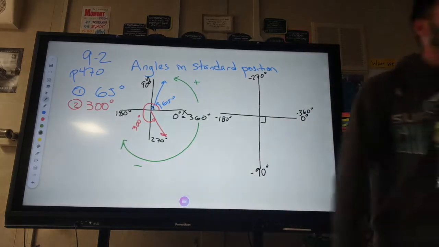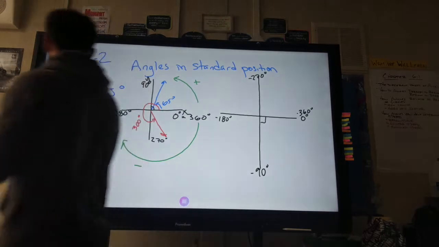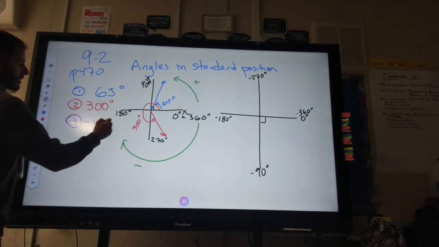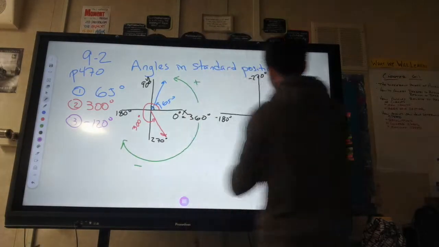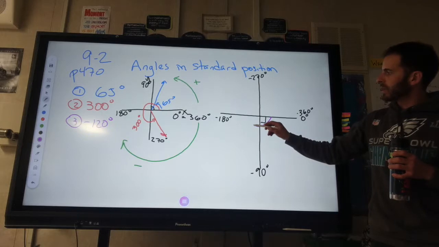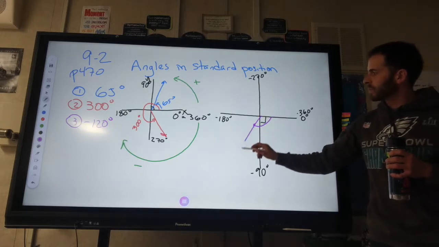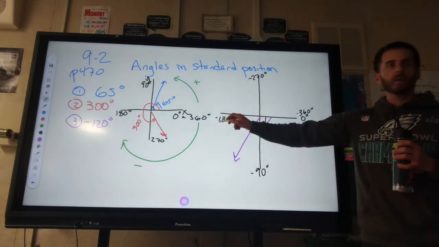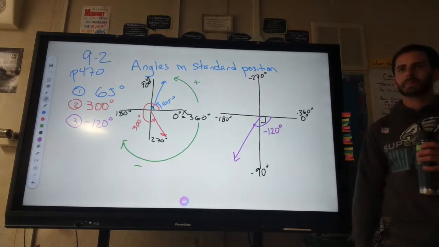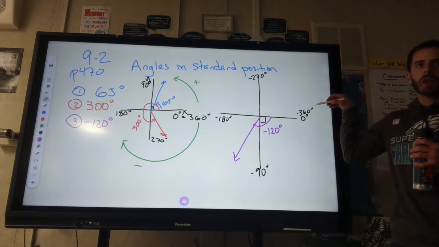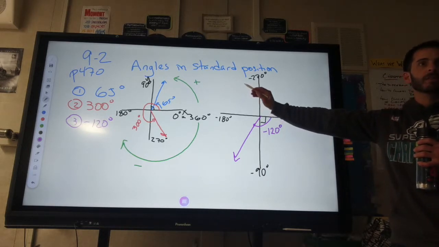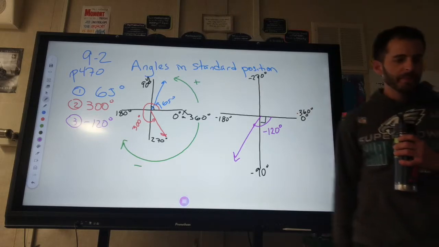So if I wanted to graph number 3, negative 120 degrees, I'll start at 0. I'm going to have to go down past 90, and then stop somewhere between negative 90 and negative 180. So this is negative 120 degrees. Okay? So, what direction do we go if we need to go negative? Clockwise. Say it, clockwise. Good.